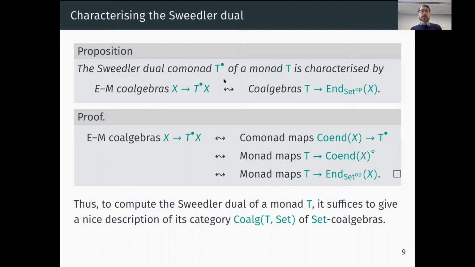So in other words, this Sweedler dual comonad is the comonad that's induced by the adjunction between the set-based coalgebras and set. Okay? So to compute this Sweedler dual comonad, it's enough to describe what this category of coalgebras looks like. And so somehow this is much nicer than the situation with the Sweedler dual of an algebra.